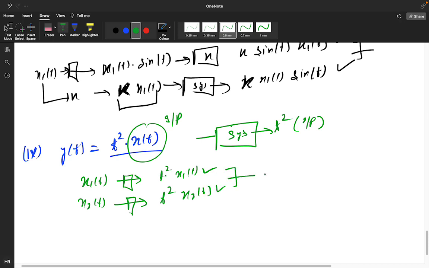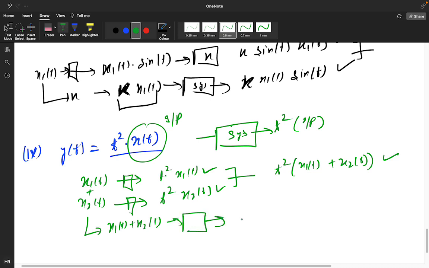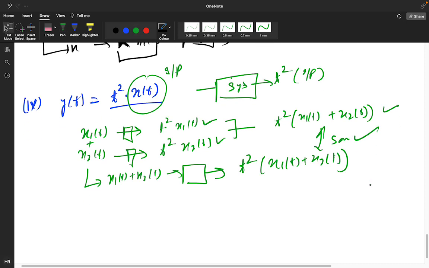So both are added. What will I get? T square times x1 of t plus x2 of t. And if I add these and give the whole thing, x1 of t plus x2 of t, as an input to the system, it's just multiplied with t square, and this is my input x1 of t plus x2 of t. Both are same. So the law of additivity passes.